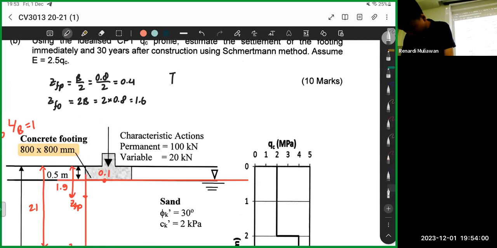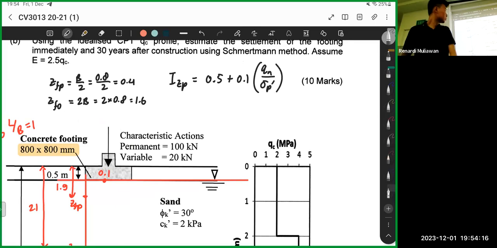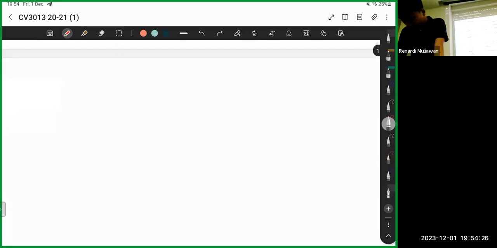So now IZP, if you see the formula, is 0.5 plus 0.1 Qn divided by sigma p prime, to the power 0.5. Okay, so again, you need to know the definitions. You have Qn, you have sigma p prime. So what is this? So you go to the Sherman chart, where is it?